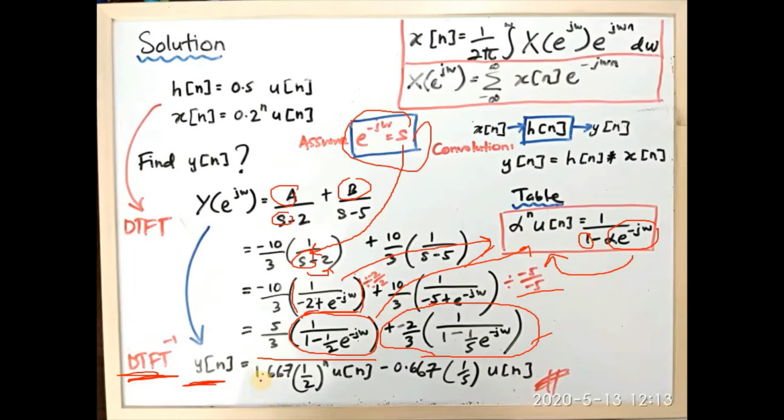So you will get the value 1 over 6.67. Okay, what's the value of alpha here? Alpha is 1 over 2, so (1/2)^n u[n], minus 2 over 3, which is 0.67, in brackets. What is alpha here? Alpha here is 1 over 5, so (1/5)^n, you have n, missing here, sorry, u[n]. Okay, so this one will be the final answer.